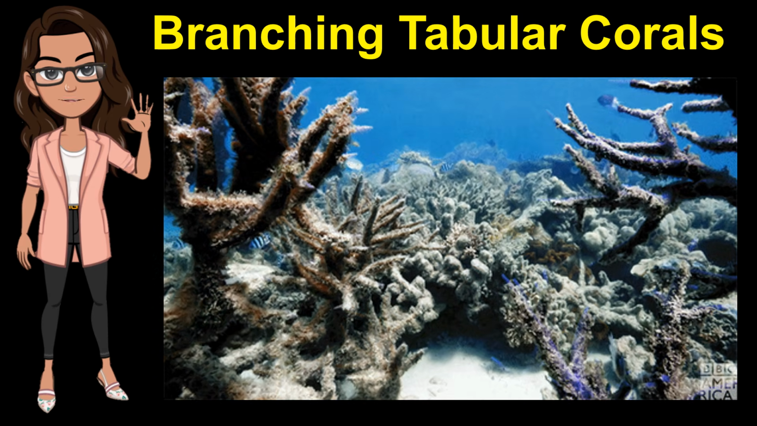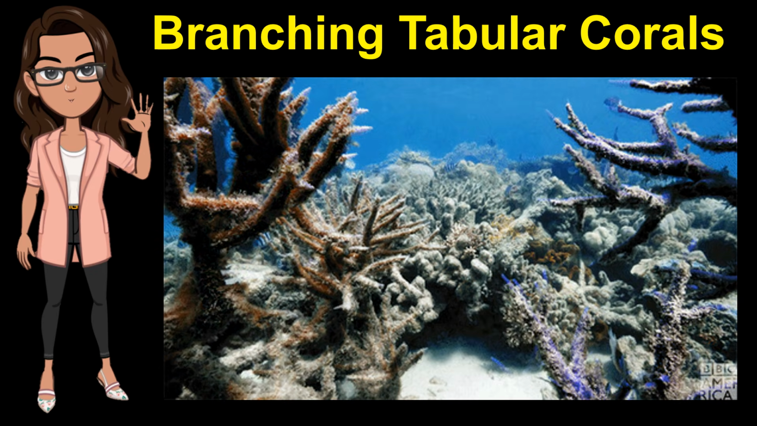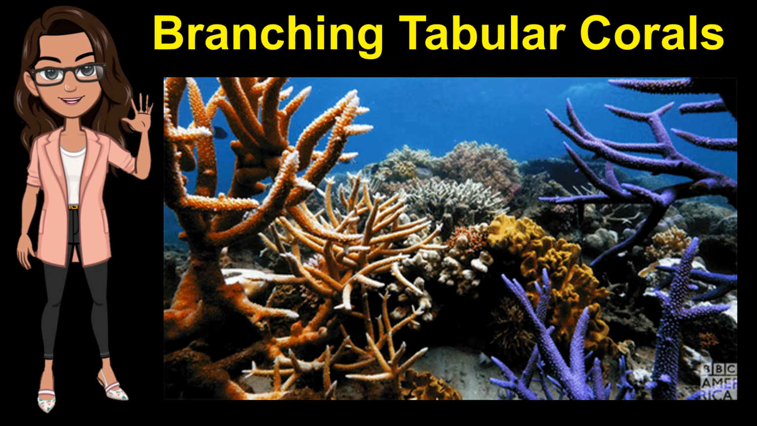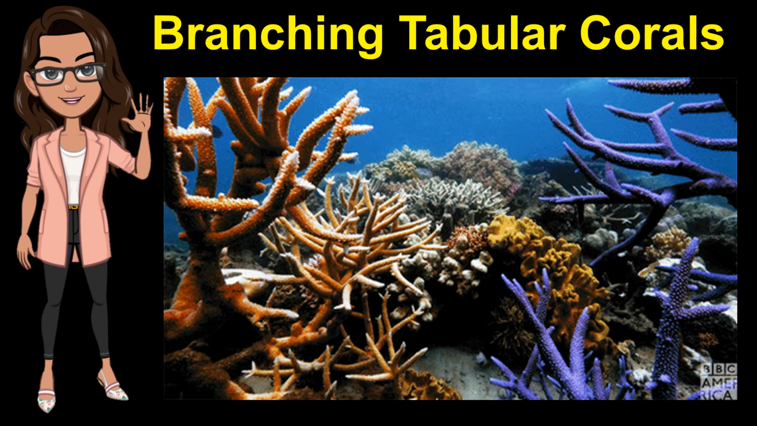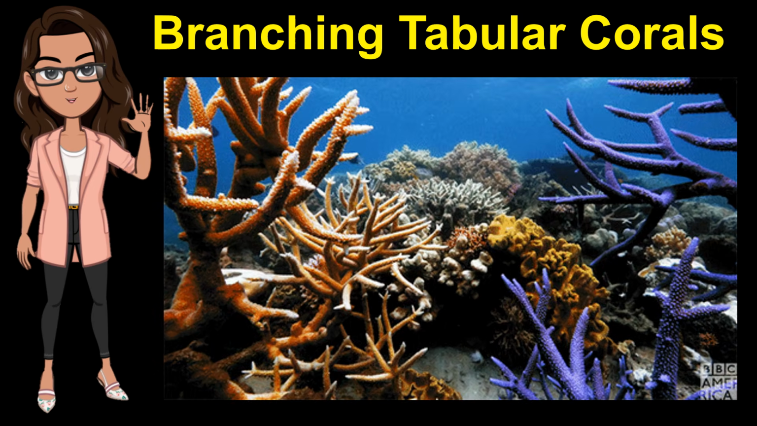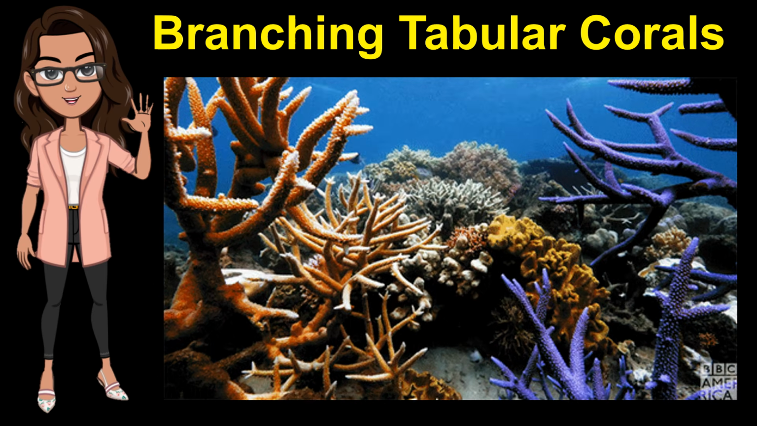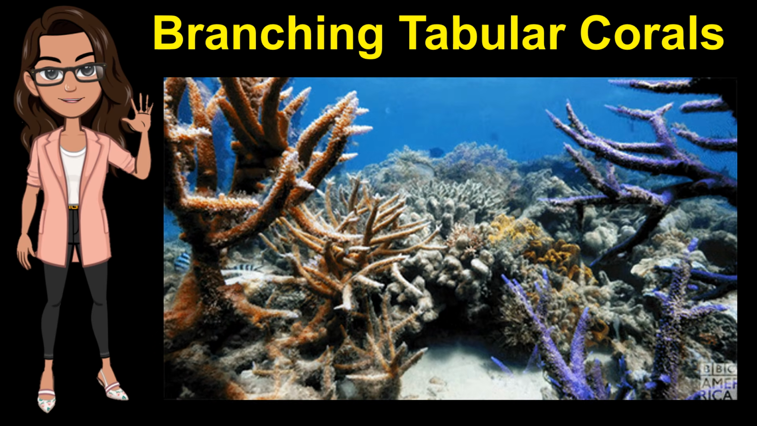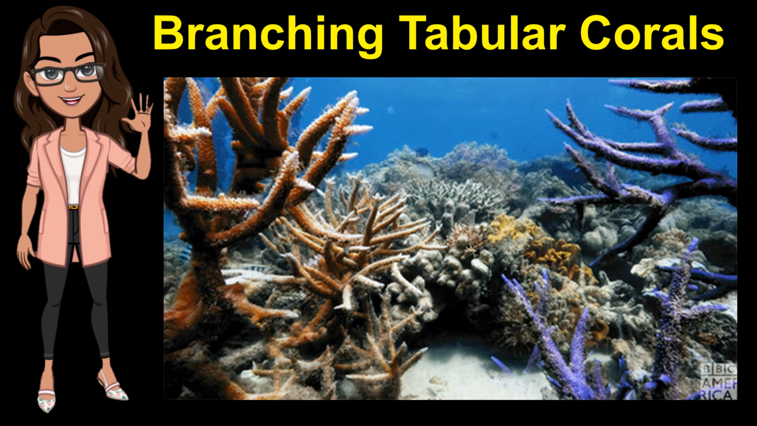This is a branching tabulate coral. A branching tabulate coral is a marine animal. Corals are multicellular organisms that often live in colonies. The individual animal is called a polyp. There are many different species of coral with different forms, shapes, and sizes.